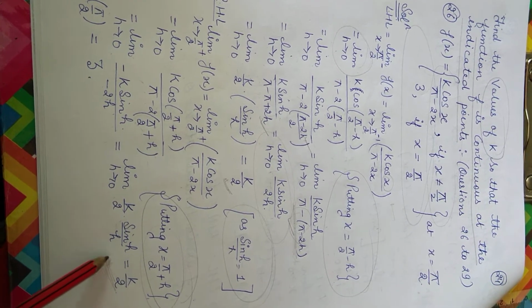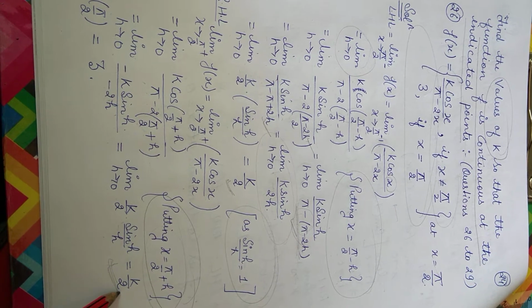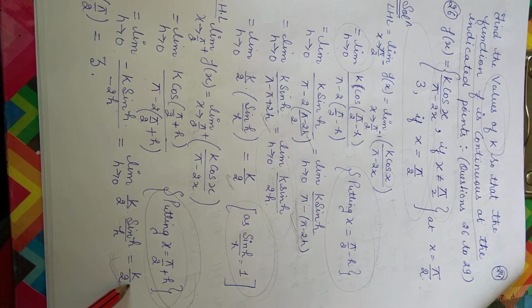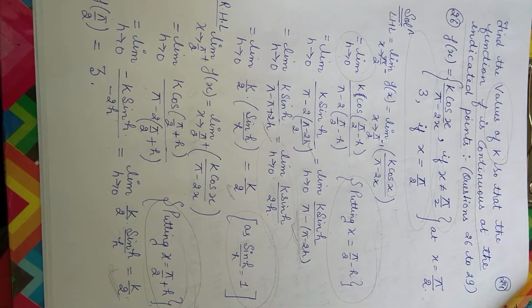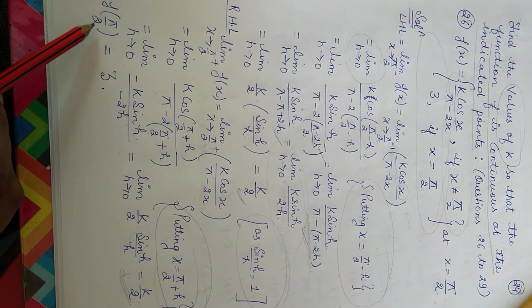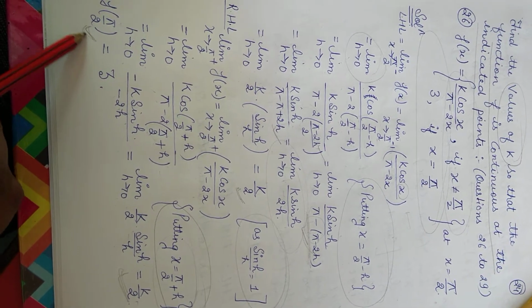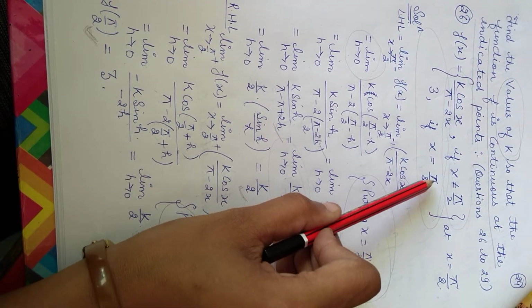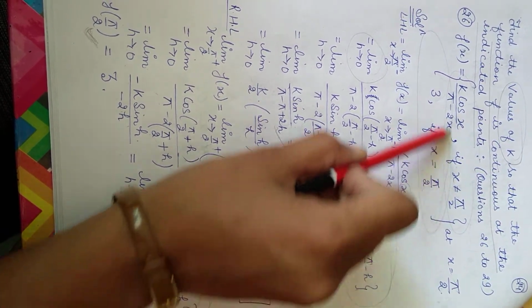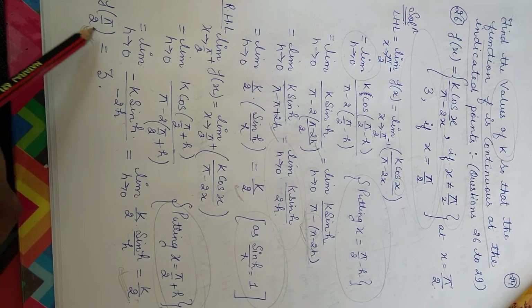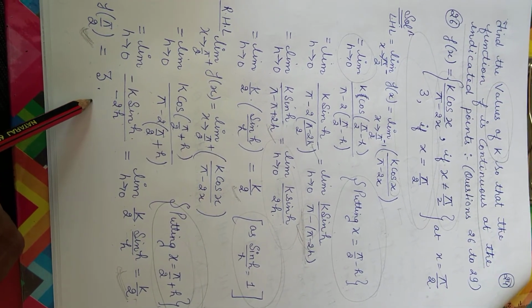Clear? Now it is seeming to be a useless kind of thing, because LHL is also the same, RHL is also the same. How we will find out the value of k? It is not possible in such a case. So now we will find out the function value at pi by 2. So as it is given in the question already, at x is equal to pi by 2, function value is 3. So I will write down your f of pi by 2 is equal to 3 बच्चे.